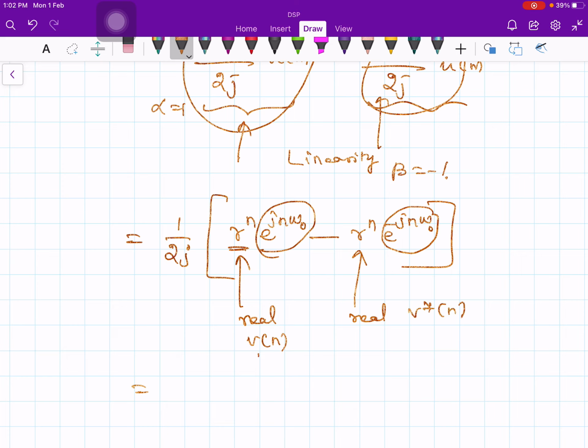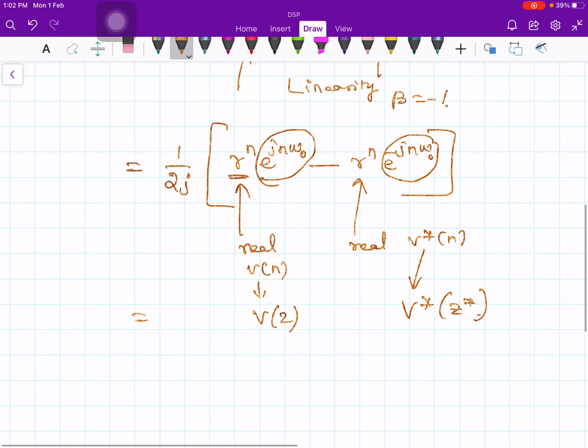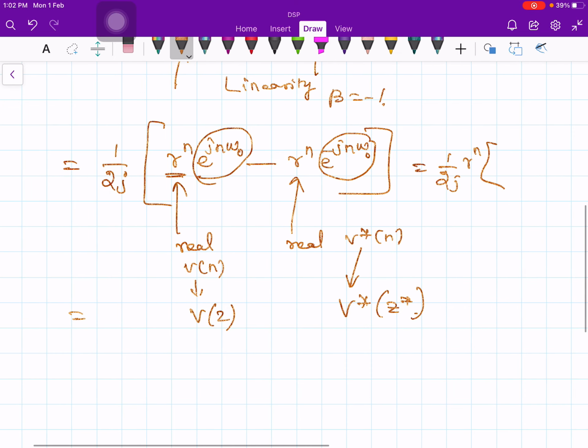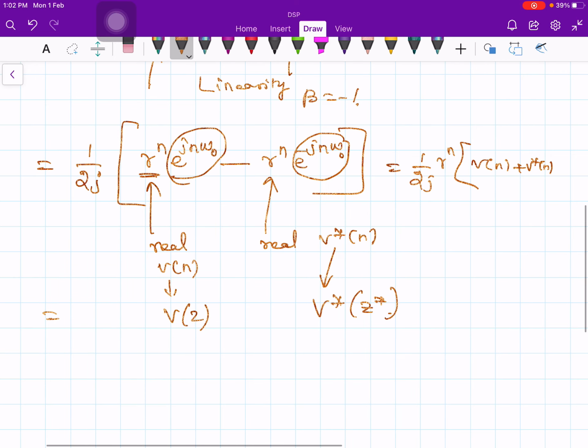The Z transform of v of n is V of z, and the Z transform of this one is going to be V conjugate of z conjugate, right? So I can write this as 1 by 2j r to the n, because it is complex, v of n minus v conjugate of n multiplied by u of n. I can write it like this.